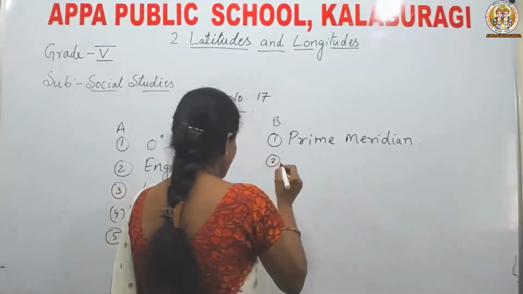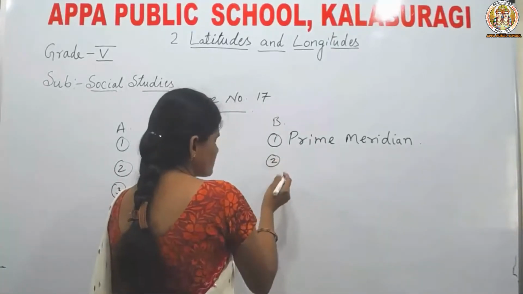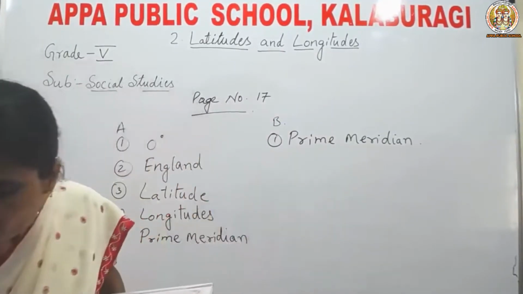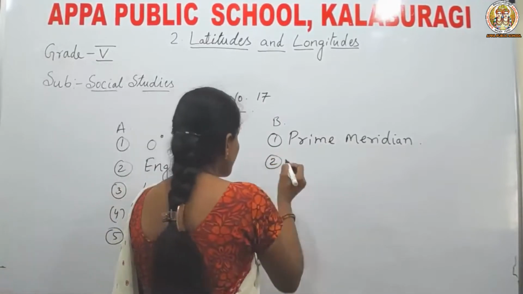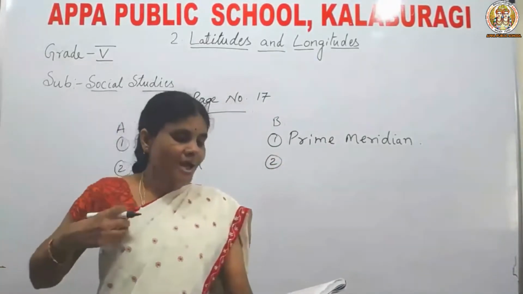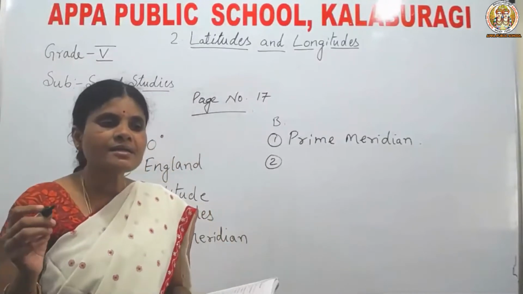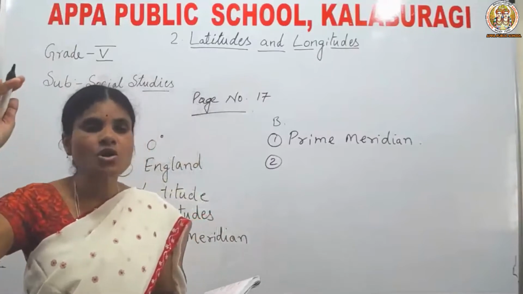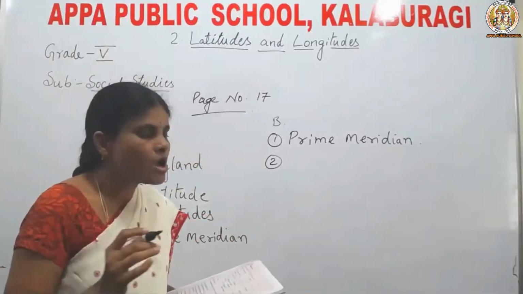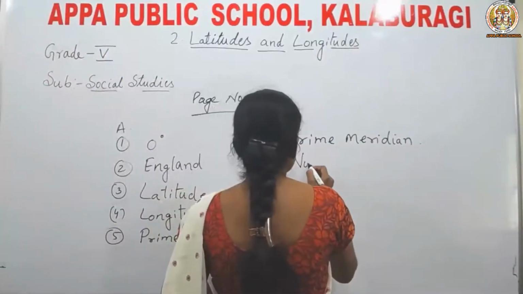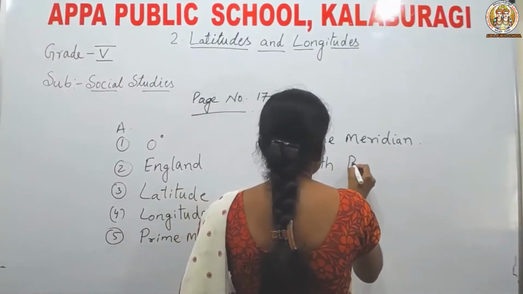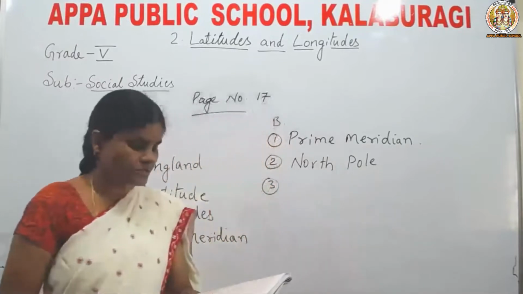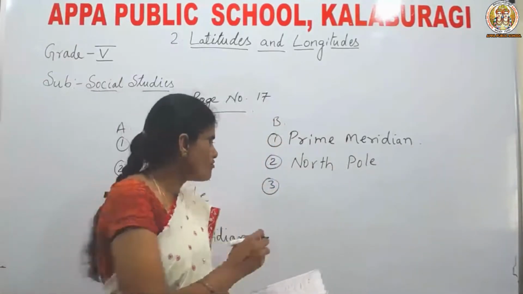Now let us see the second one. Second question: the line of latitude at 90 degree north. 90 degree north latitude is called the North Pole. Understood, children?